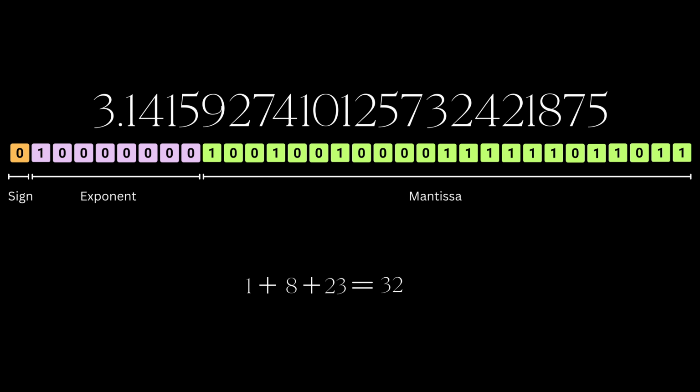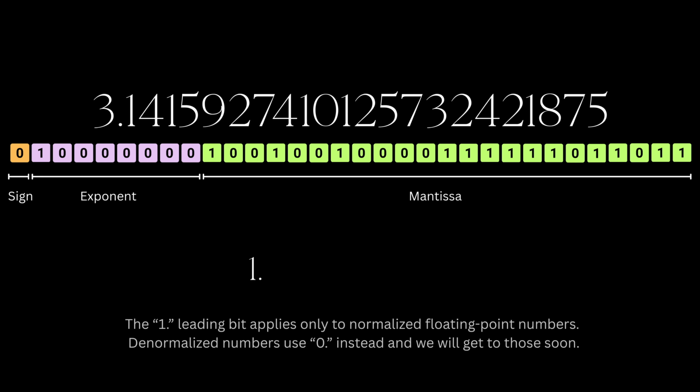All floating point numbers follow the same scientific notation form. That is a 1 followed by radix point, then whatever is in mantissa. This 1 point mantissa is then multiplied with 2 raised to the power of exponent. And we have the sign bit taking care of whether it's a negative or positive number.